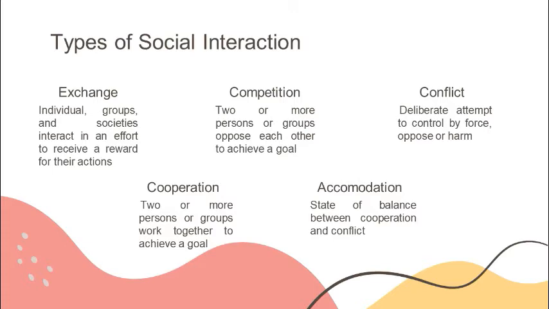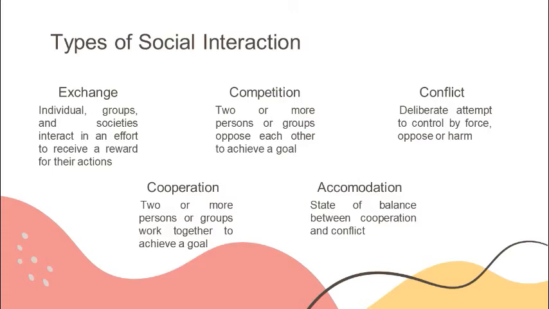Next is types of social interaction. There are 5 types of social interaction. First, exchange. Individual, groups, and societies interact in an effort to receive a reward for their action. Second, competition, as two or more persons or groups oppose each other to achieve a goal that only one can attain. Competition is a positive thing but can lead to conflict. People usually compete for name, power, status, glory, money, and etc.